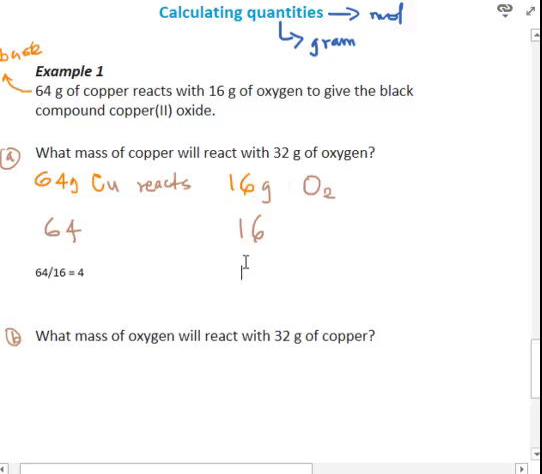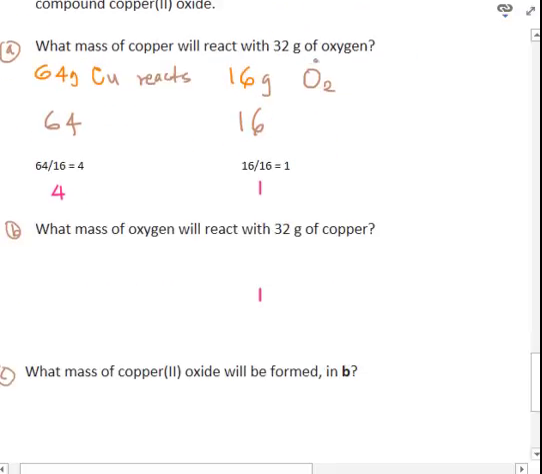So we do the same thing here: 16 divided by 16. What I'm trying to do is to get the smallest value of the two. Instead of dealing with this big value, we can just say the ratio is 4:1. So 4 grams of copper to 1 gram of oxygen. We can use this now to do our calculation.